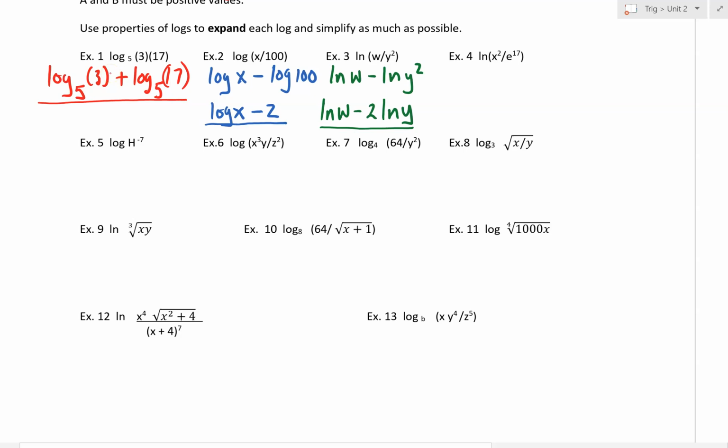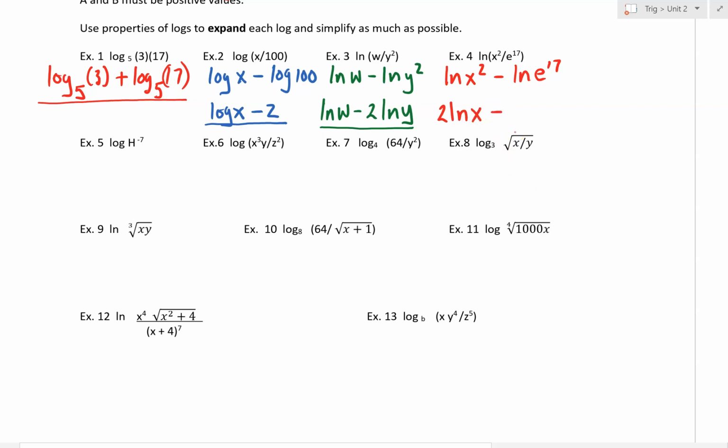The next one, the natural log of x squared divided by e to the 17th. So, natural log of x squared minus the natural log of e to the 17th. Simplify. Natural log of x squared, well, I have an exponent. I can move that to the front. So 2 ln of x minus.